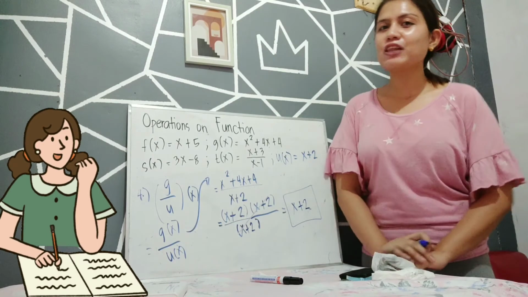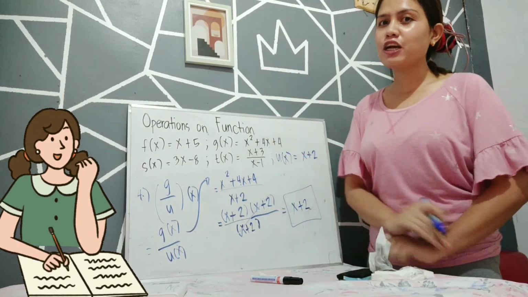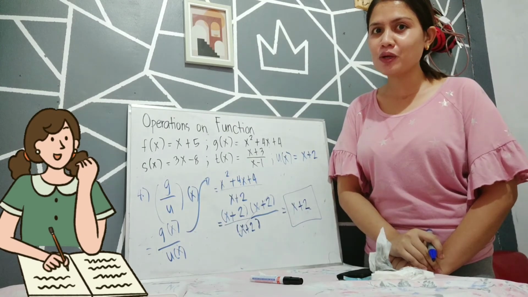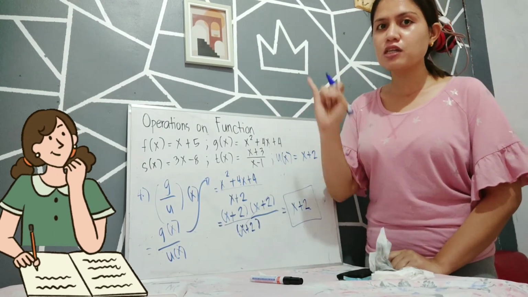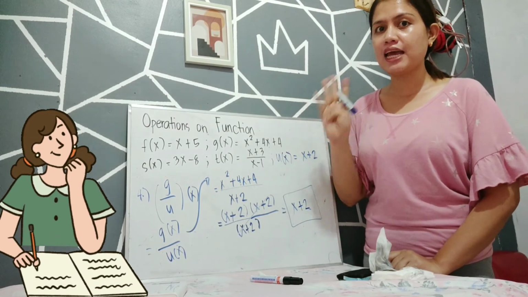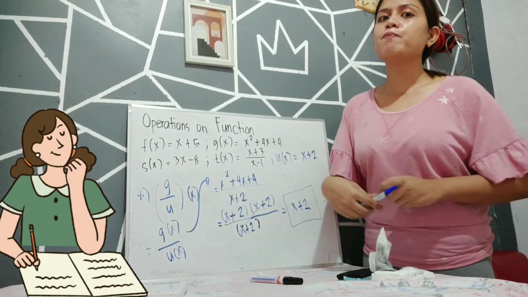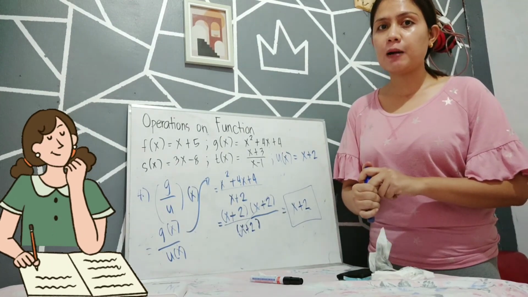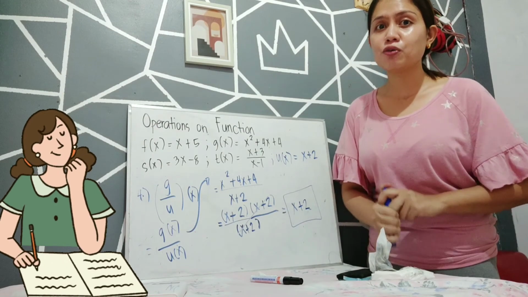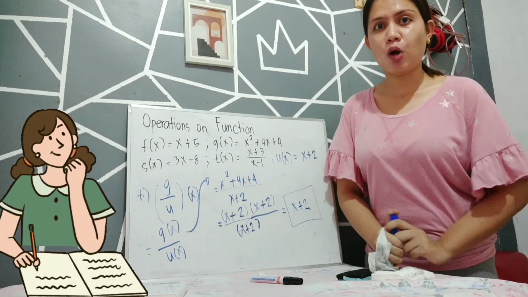So for this video lecture class, we already discussed operations and functions. So always remember the four basic operations on functions. We have addition, subtraction, multiplication, and division. And in order for us to perform the operations, just consider the rules for adding, subtracting, multiplying, and dividing.